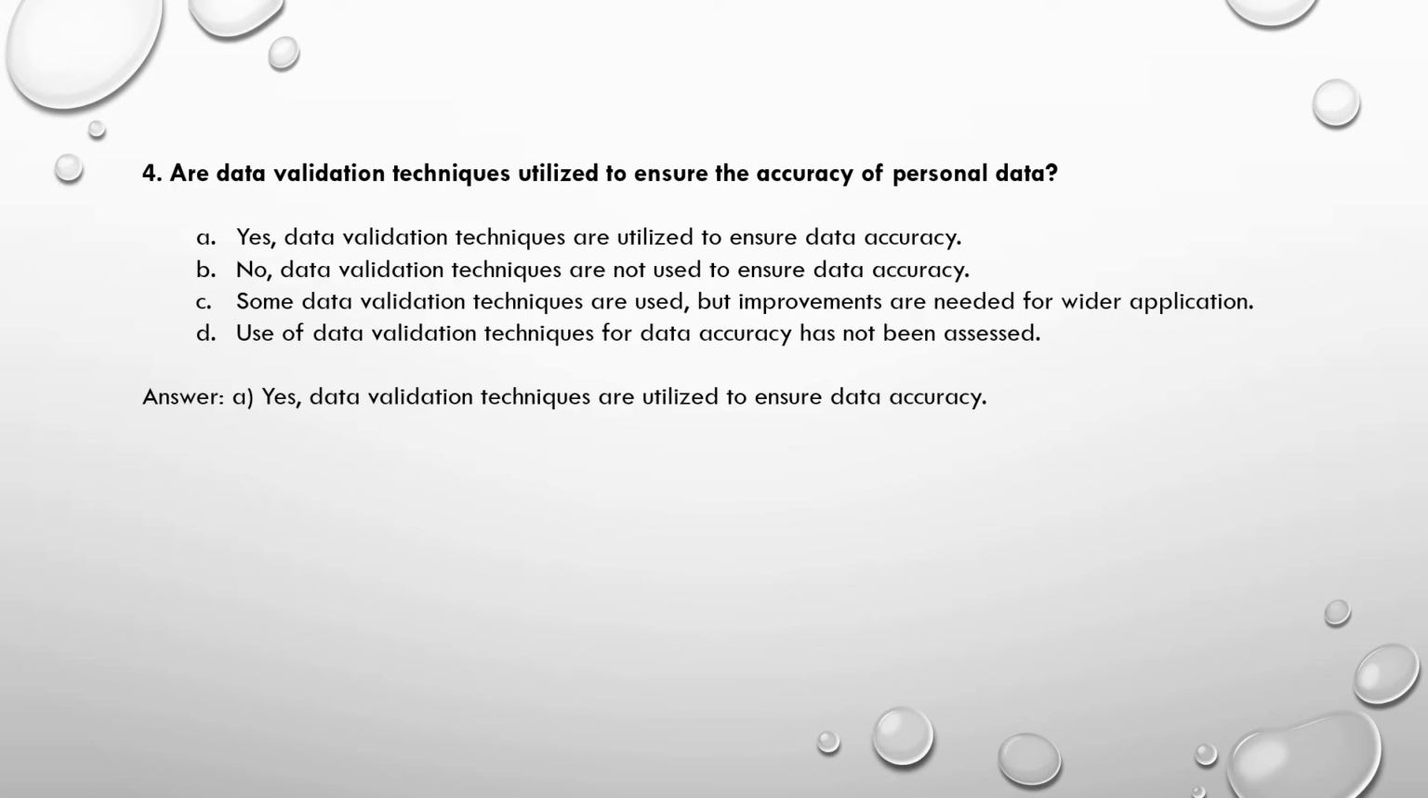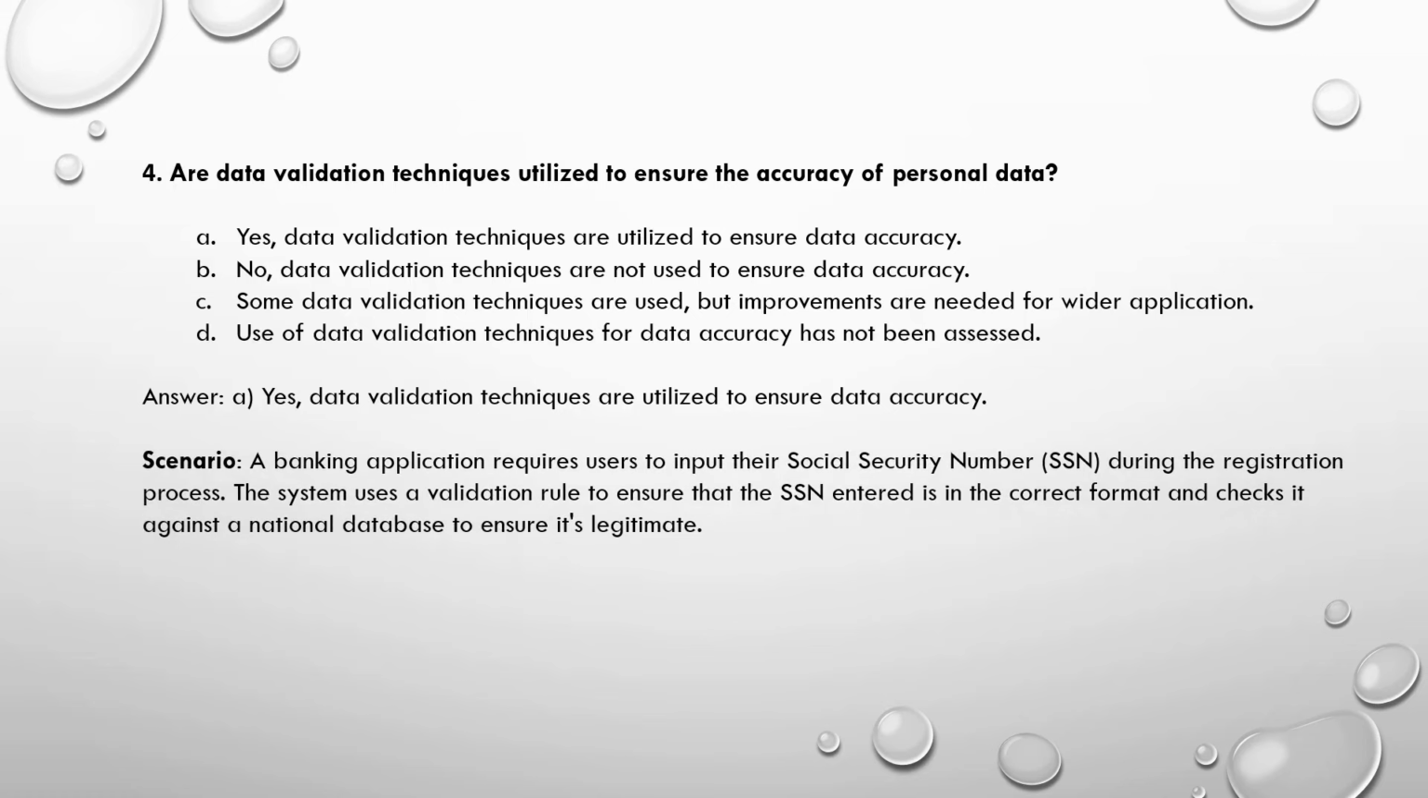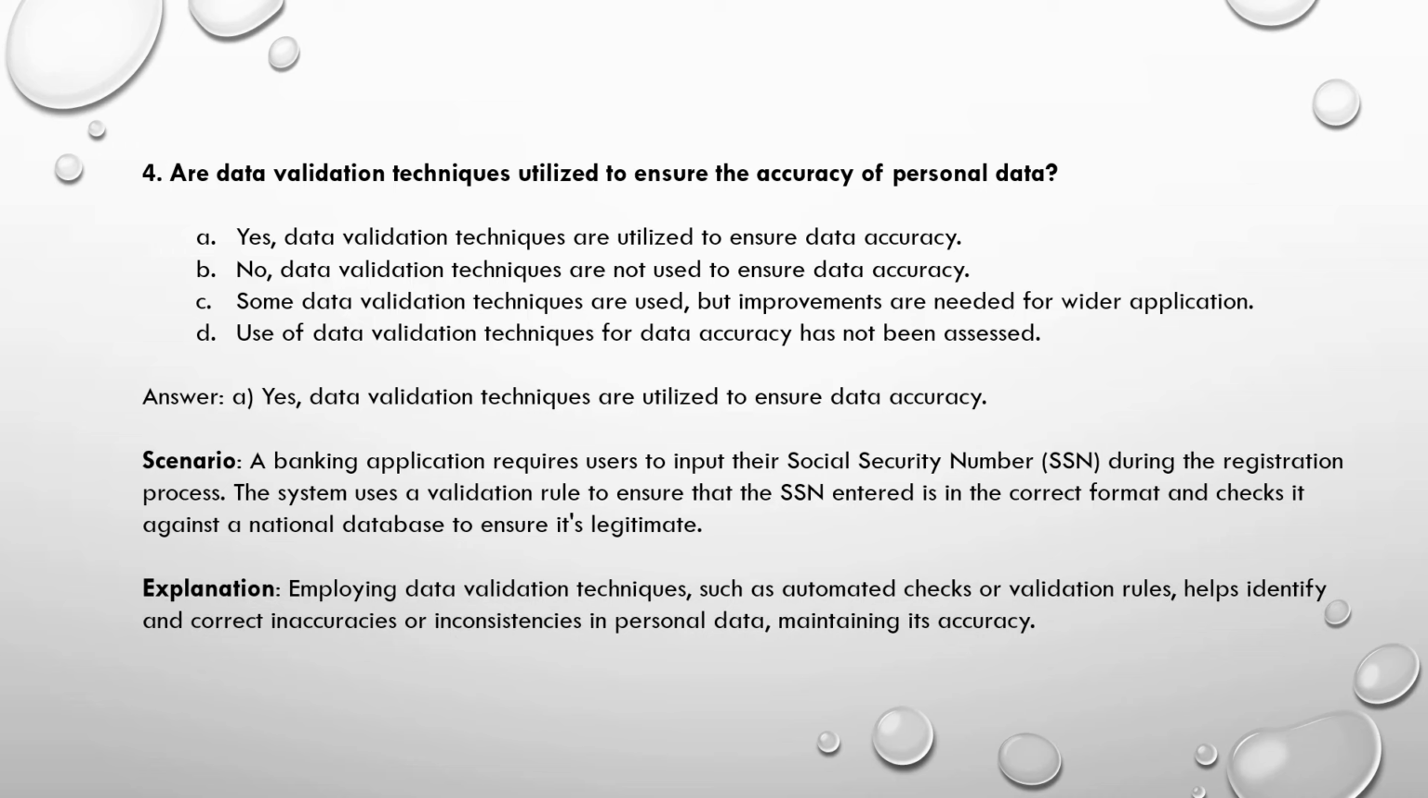So, a scenario here to understand: a banking application requires users to input their social security number during the registration process. The system uses a validation rule to ensure that the SSN entered is in the correct format, right, and checks it against a national database to ensure it's legitimate. So, employing data validation techniques such as automated checks or validation rules helps identify and correct inaccuracies or inconsistencies in personal data, maintaining its accuracy.